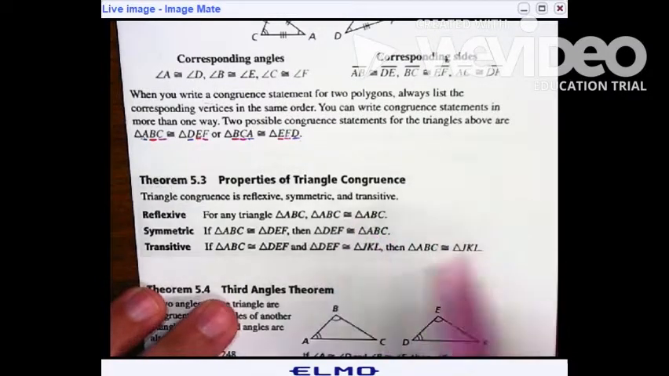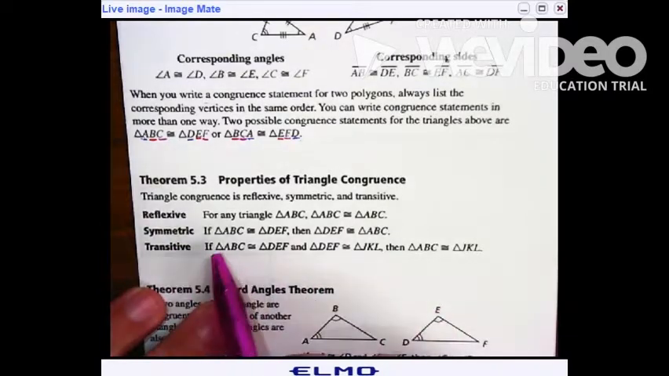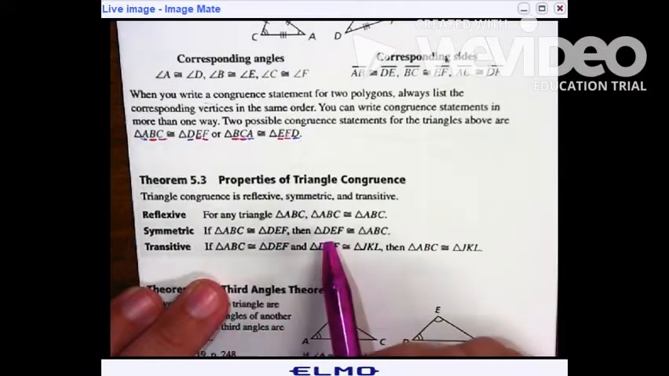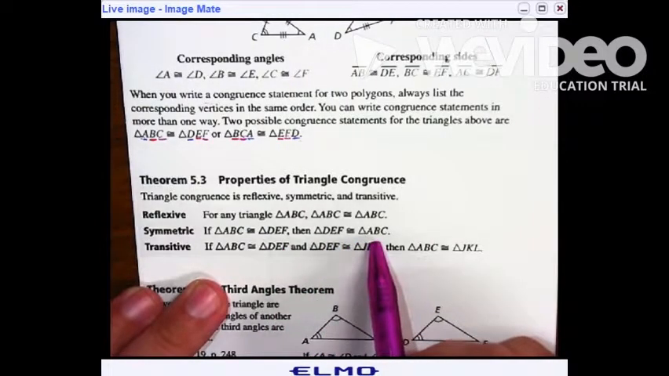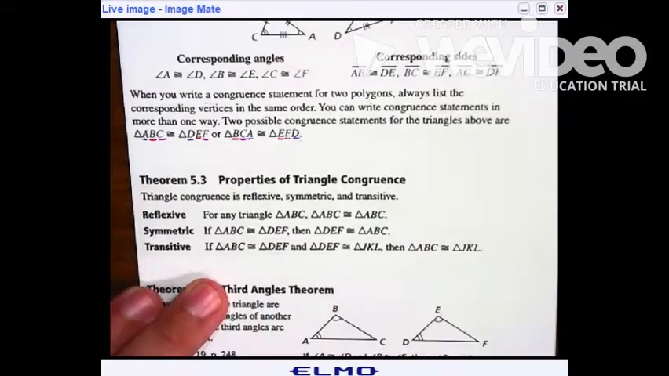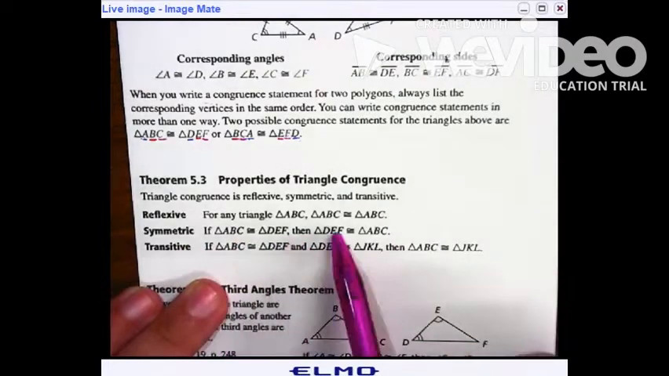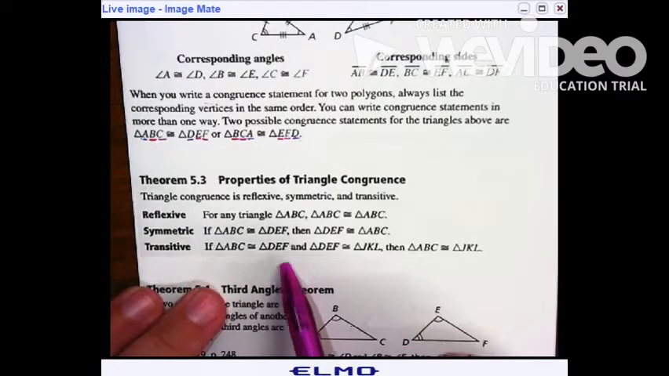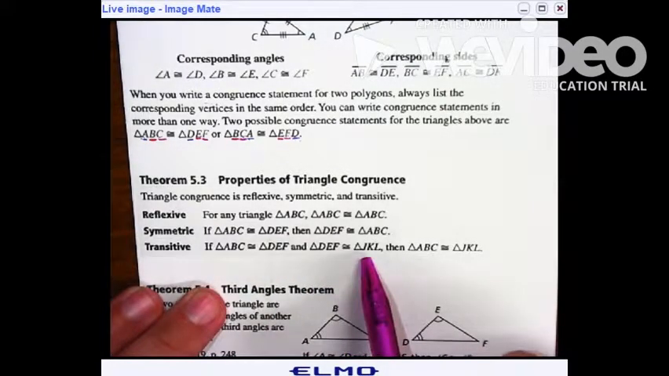Now, symmetric property. If triangle ABC is congruent to triangle DEF, then triangle DEF is also congruent to triangle ABC. Just like we've dealt with before, if x equals 5, then 5 equals x. Same kind of thing. You're just changing the order around. Transitive property. If triangle ABC is congruent to triangle DEF, and DEF is congruent to triangle JKL, then ABC is congruent to triangle JKL, just like we had with the transitive property.